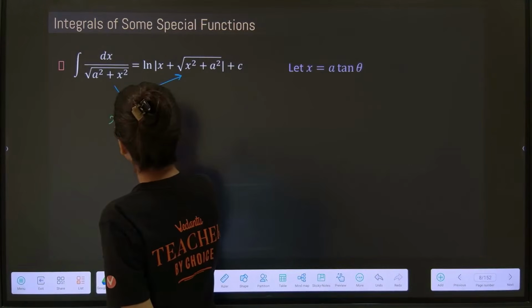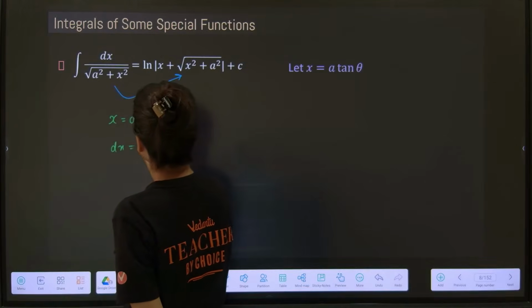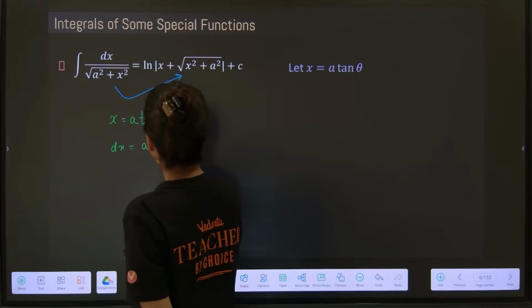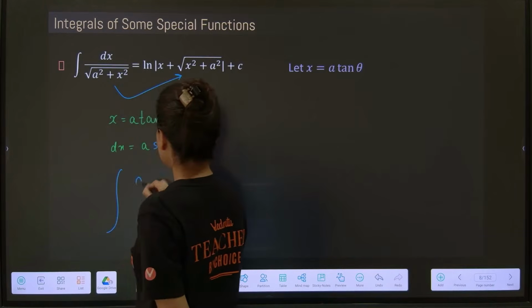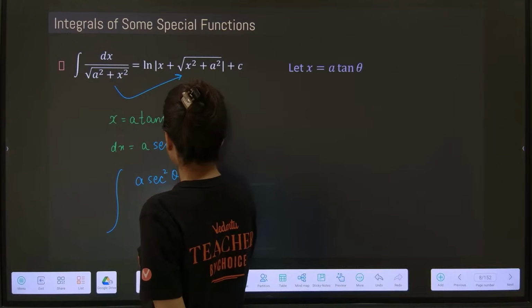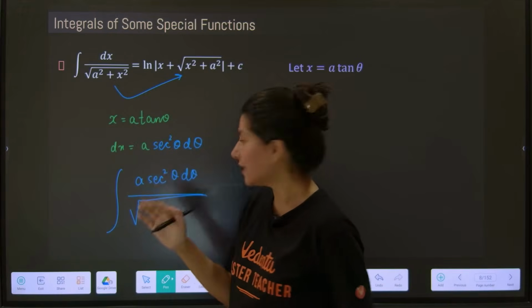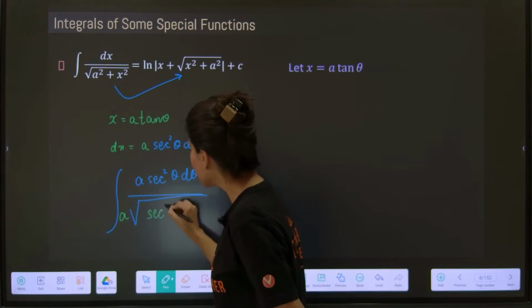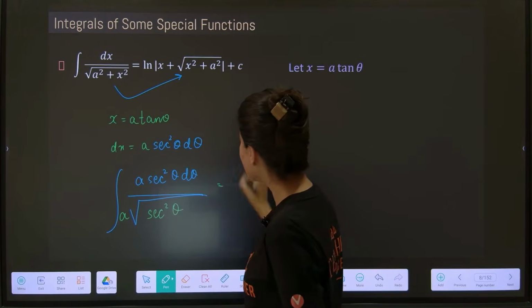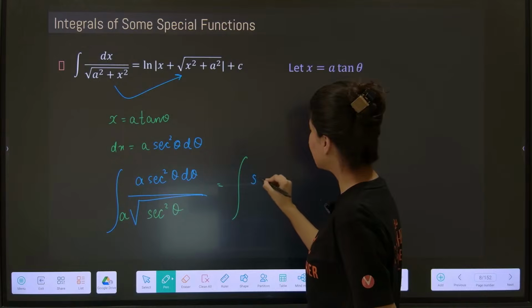Okay, do you want me to solve it? I can solve it also. Put x equals a tan theta. So dx will be what? The derivative of this is a sec square theta d theta. So integration of a sec square theta d theta upon square root a square plus x square. So a square will come out, it will become a. 1 plus tan square theta is sec square theta. So a cancels, and the integration of it is going to be just sec theta.